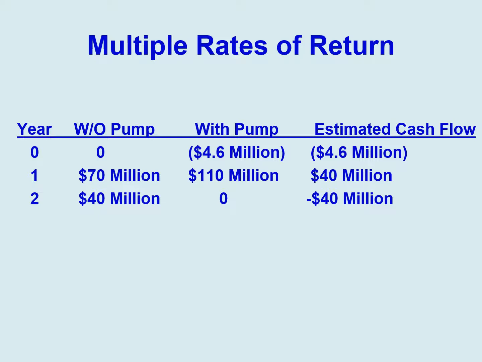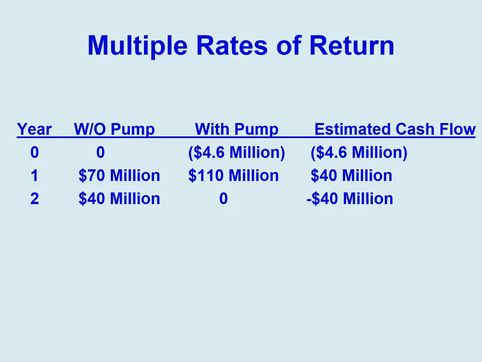Okay. With the pump, you can buy a second pump for $4.6 million, and in return you'll get all $110 million worth of oil in year 1. Okay, but nothing in year 2, obviously, because you pump the oil well dry in year 1.